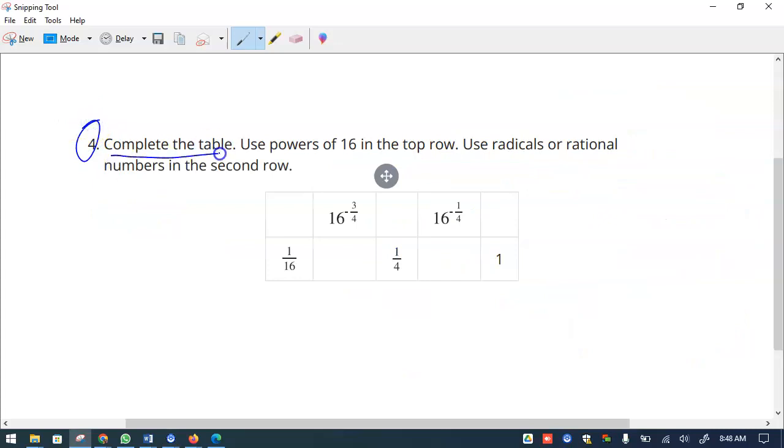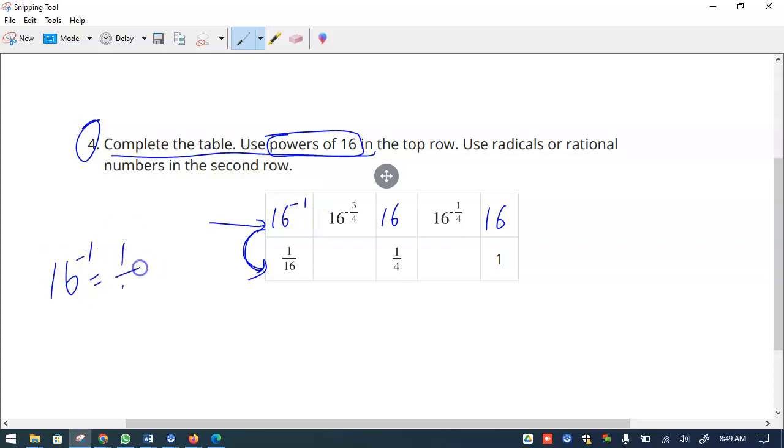Problem number 4 is complete the table, but remember you have to use powers of 16. That means when you want to write here, this has to be 16 raised to something, 16 raised to something, 16 raised to something. And what do you get? How do you get from here to here? So the only way possible is you have to put a minus 1, because 16 raised to minus 1 is 1 over 16. It's because a raised to minus p is 1 over a raised to plus p.